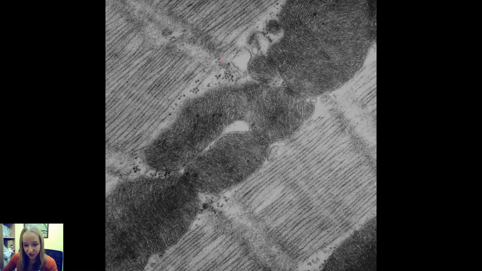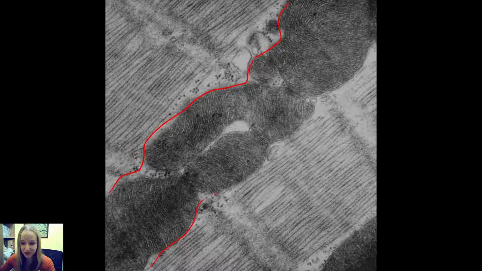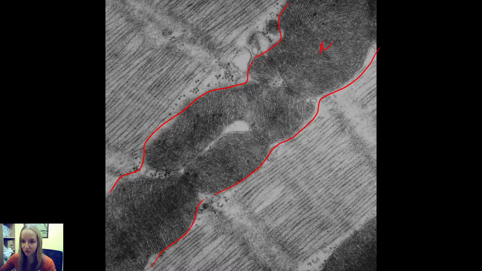Here we have another picture, electron microscope. Once again, big mitochondria, almost 40% of the cytoplasm of a cell is mitochondria. So they're very big, you need a lot of ATP. And once again, there is this myofibril on the one side, on the other side. And you're probably able to tell that this is the A band right here. A band, I band. This is the I band over here. It's not very well seen, but okay.